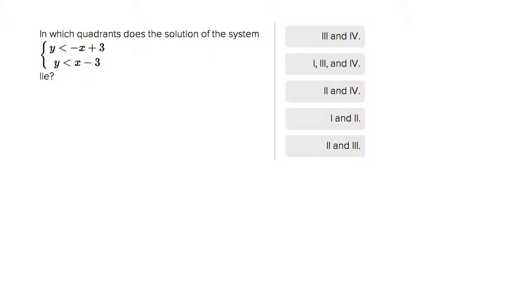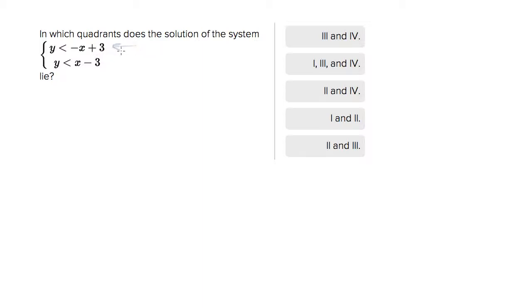This is a really cool, refreshing question. It's a little odd, and it tests your understanding of inequalities and how to plot inequalities. So first of all, let's plot some of these. If you're not sure how to plot an inequality, the first thing you want to do is treat it like a line.